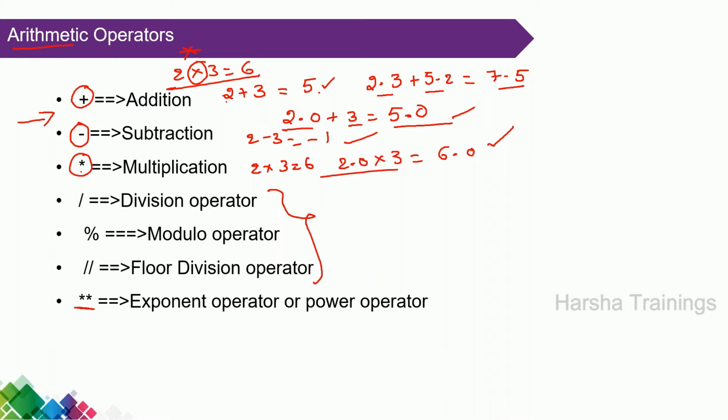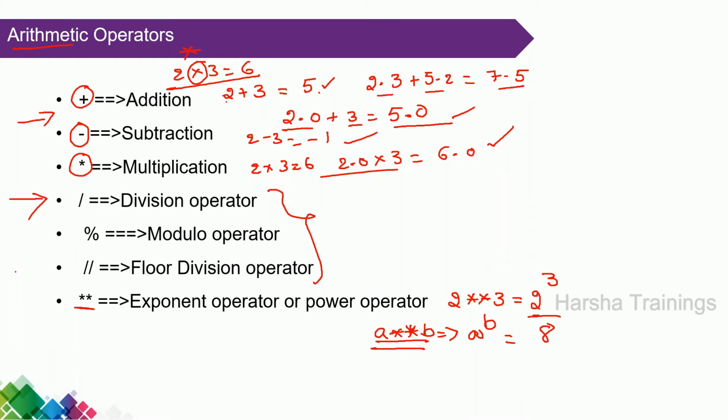Double star. If you are using single star, that is called multiplication. If you are using double star, that is called power. For example, 2 double star 3. The meaning of this one is 2 cube. Suppose A double star B. If you have a statement A double star B, it is represented as A power B. That is 2 cube. Got it?